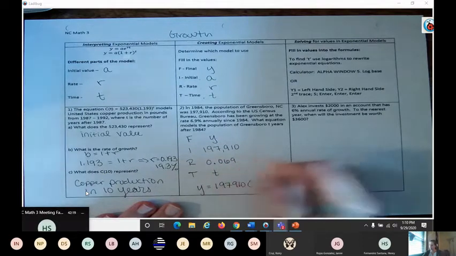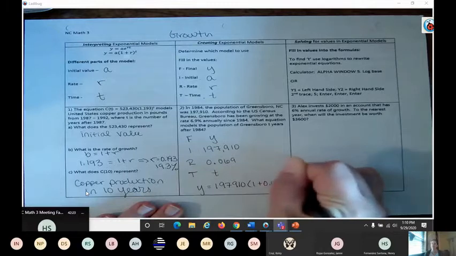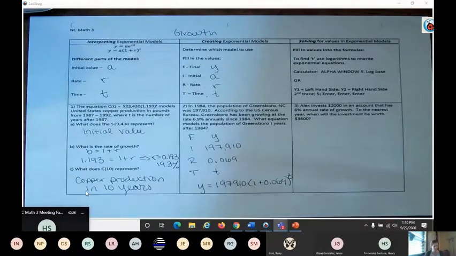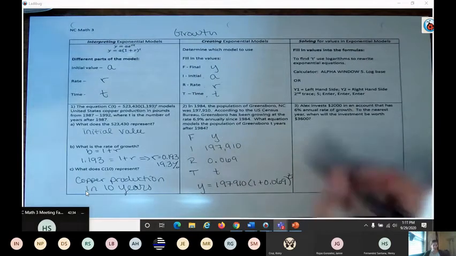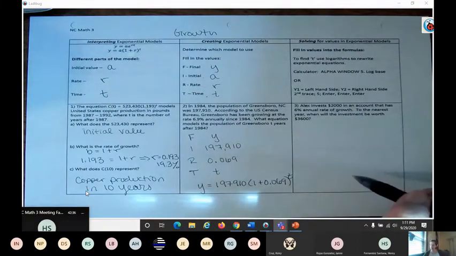197,910 times 1 plus 0.069 to the t power. Okay, so this is how we would create an equation. And I want to make sure I go through solving so that you guys can solve these problems on your classwork and your homework tonight.